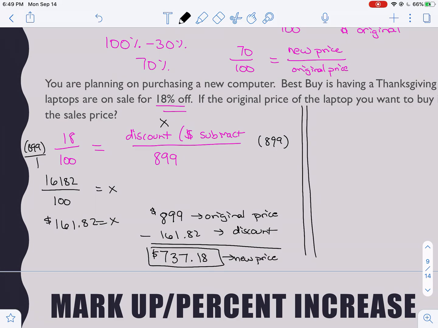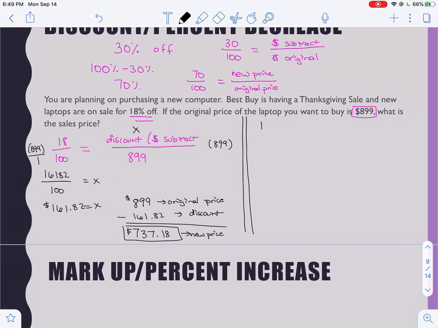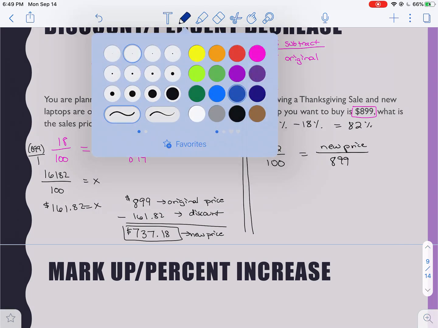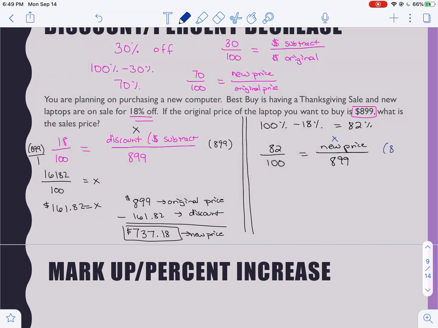That's option 1. You can also think about it as you had to pay 100% originally, but now you're taking 18% off what you originally had to pay. So 100 minus 18 is going to be 82%. So now we only have to pay 82% of the price. So you could also do 82 over 100 equals the new price over the original price, $899. So this time we'll call the new price X. And again, to get rid of the new price divided by $899, we're going to multiply both sides by $899. And $899 times 82. And then we're going to divide that by 100.